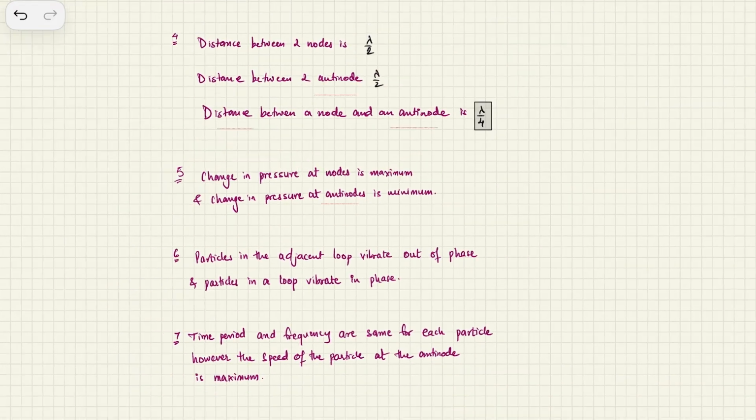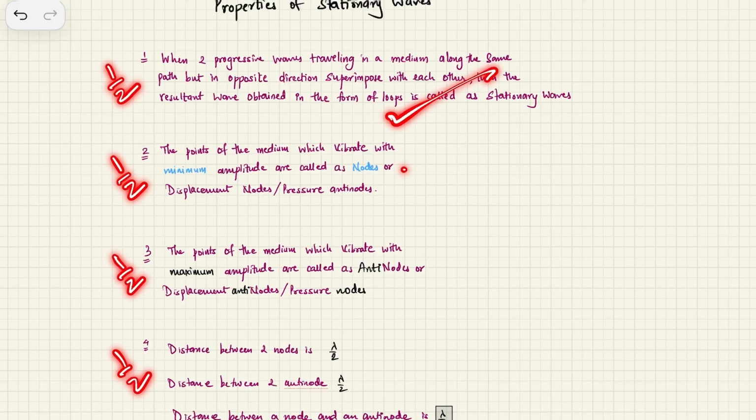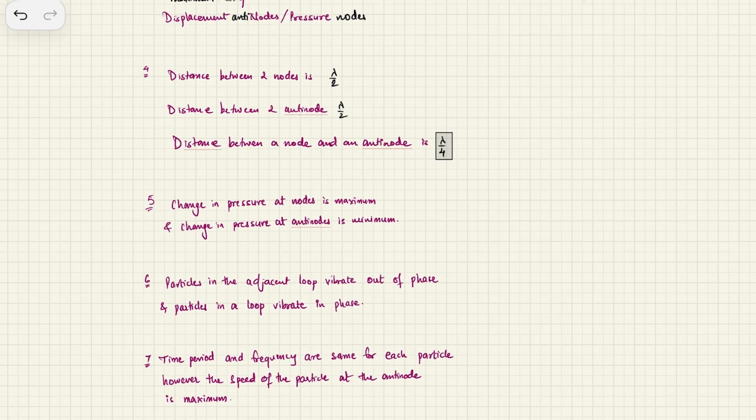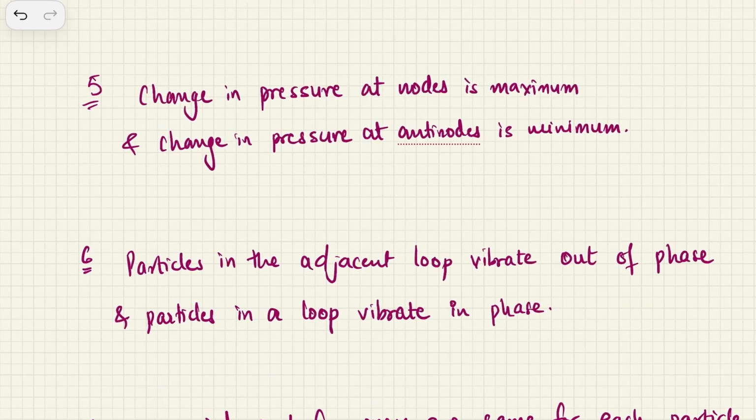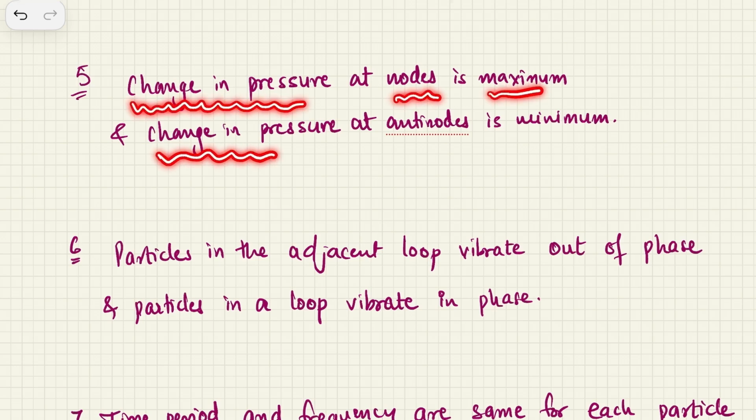So if you get a question for 2 marks, then half marks will be provided for the definition of stationary wave, for nodes, for antinodes, and the distances. So that way you can score good marks. And then if the question is for 3 marks, then you need to add 2 more points. So what are those? Change in pressure at the nodes is maximum, and change in pressure at the antinodes is minimum.